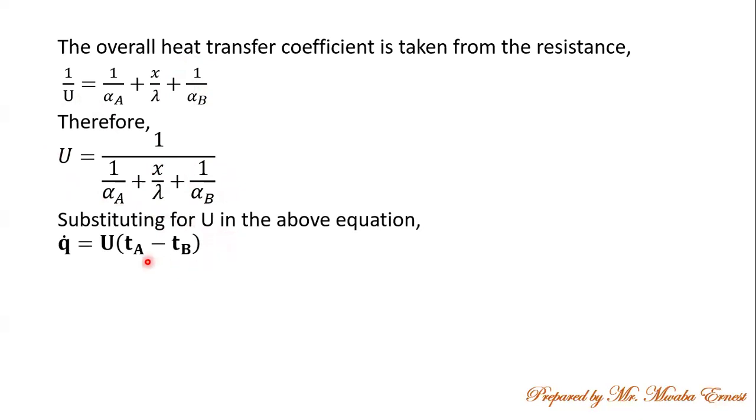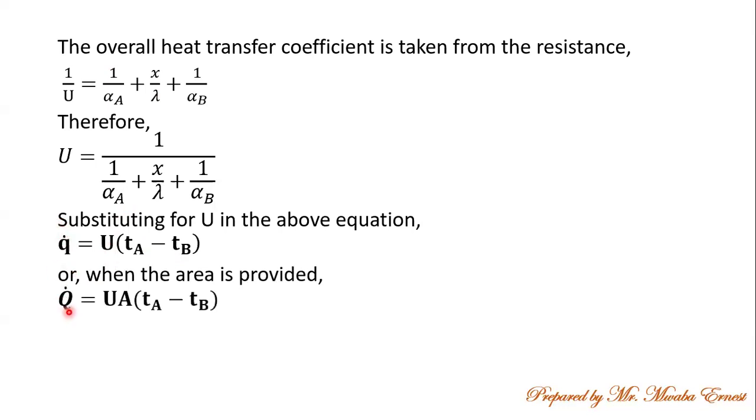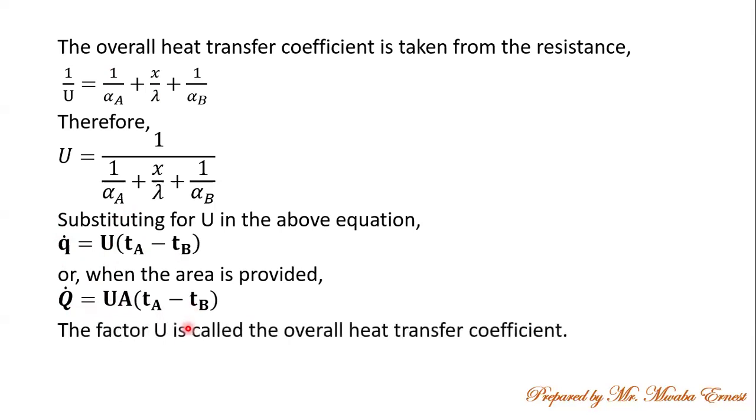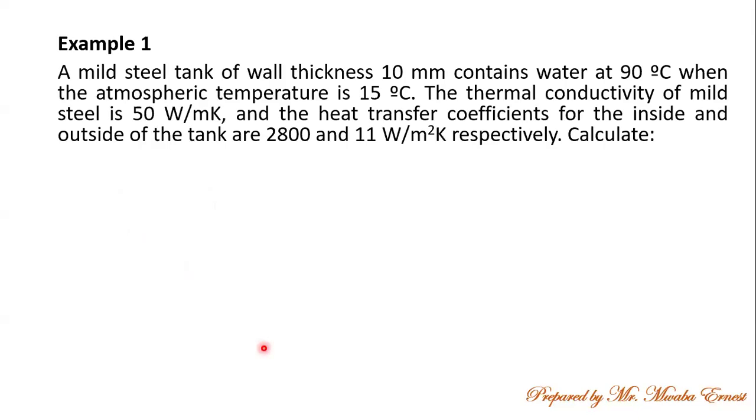Now, if I had to put this representing Newton's law of cooling, then I'll have this with a U for unit area. But if I've also been given the area, then this Q becomes capital letter Q, and I can have U and A, and the rest is just like that. So here we're saying U is the overall heat transfer coefficient. Let's pick up an example.